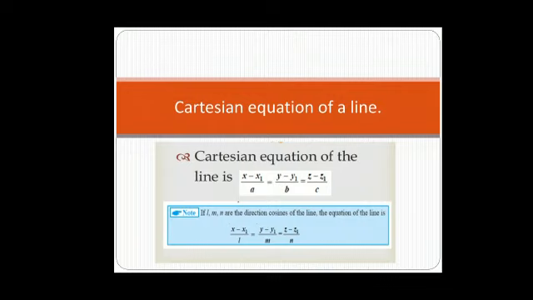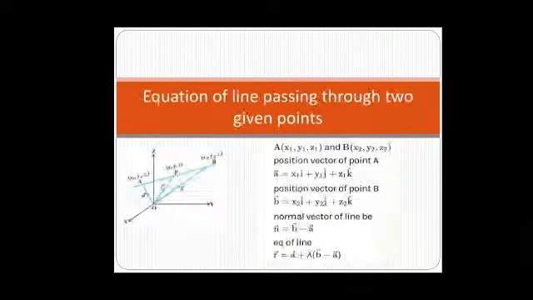The Cartesian equation of this line is given by x minus x1 upon A is equal to y minus y1 upon B is equal to z minus z1 upon C. You know that A, B, C and L, M, N are proportional. So, if L, M, N are the direction cosines of the line, the equation of the line can also be written in the form of x minus x1 upon L is equal to y minus y1 upon M is equal to z minus z1 upon N.